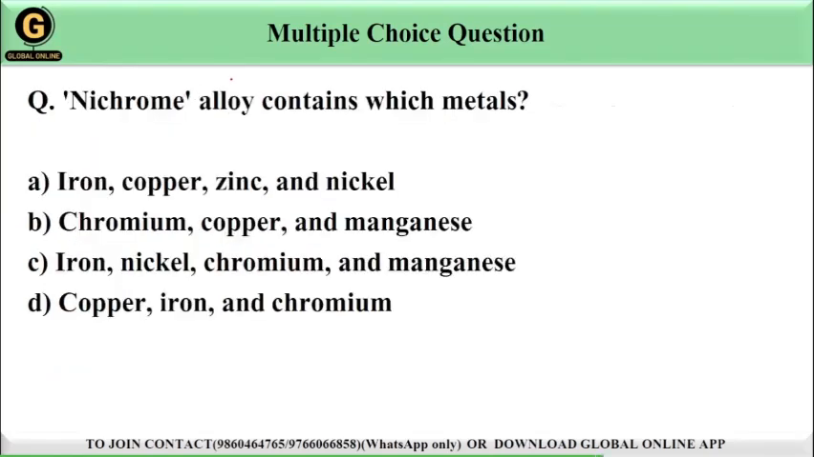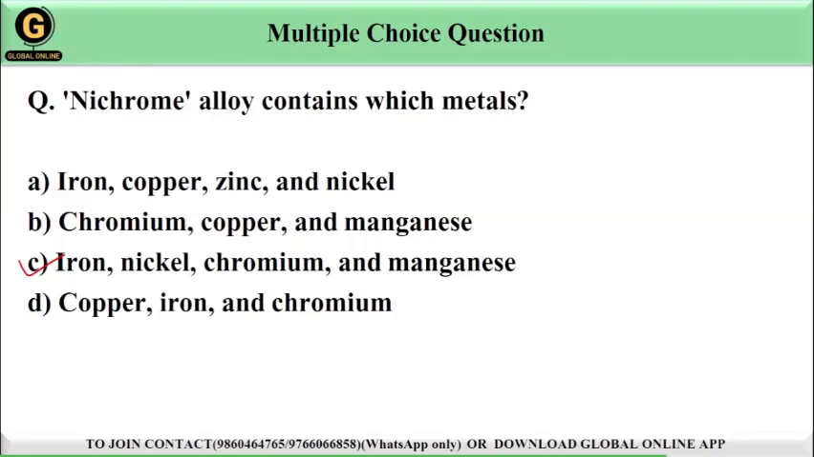Nichrome alloy contains which metals? We have options here. Option A, iron, copper, zinc and nickel. Option B, chromium, copper and manganese. Option C, iron, nickel, chromium and manganese. So guys, the correct answer will be option C, iron, nickel, chromium and manganese, because nichrome is an alloy primarily made up of iron, nickel and chromium and is commonly used in heating elements due to its high resistance and ability to withstand high temperatures. Let's move to the next question.